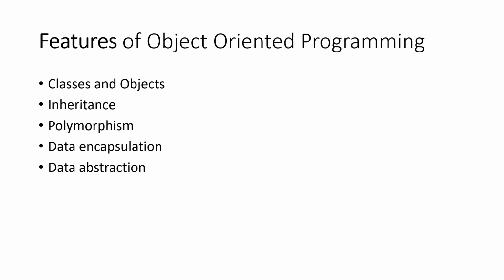Next feature is data abstraction. Data abstraction refers to the act of representing essential features without including background details. Data abstraction is achieved through abstract classes and abstract methods. An abstract class is a class that contains abstract methods. Abstract methods are declared but not defined in the abstract class. These methods are defined in the subclasses. Thank you for watching.